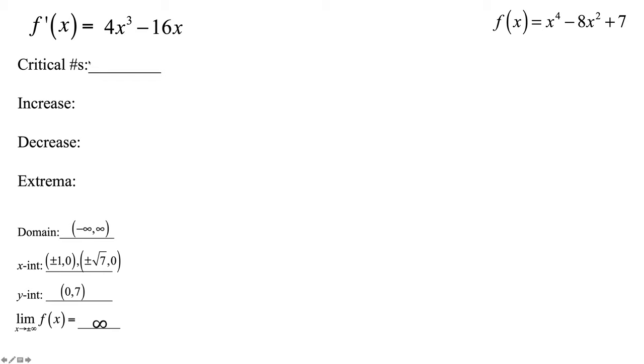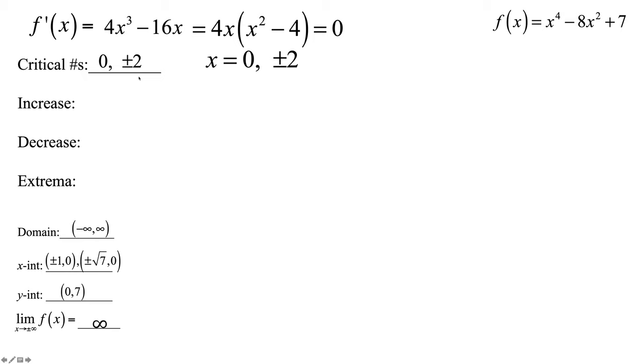So we're going to find our critical numbers. We're going to set this equal to 0, factor it, find our values. So x equals 0, x squared minus 4 equals 0, x equals plus or minus 2. So those are our critical numbers. And now we can find out where our graph increases.